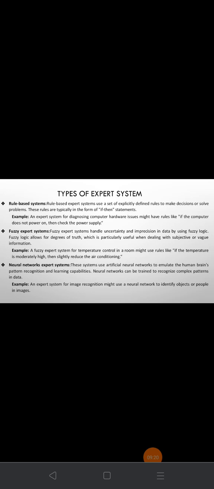And next, fuzzy expert system. Fuzzy expert systems handle uncertainty and imprecision in data by using fuzzy logic. For example, a fuzzy expert system for temperature control in a room might use rules like if the temperature is moderately high, then slightly reduce air conditioning. Last is the neural network expert system. As the name suggests, it uses artificial neural networks to emulate the human brain's pattern recognition and learning capabilities. By taking an example, we can say that an expert system for image recognition might use a neural network to identify objects or people in images.